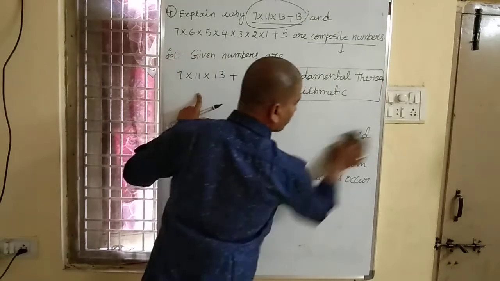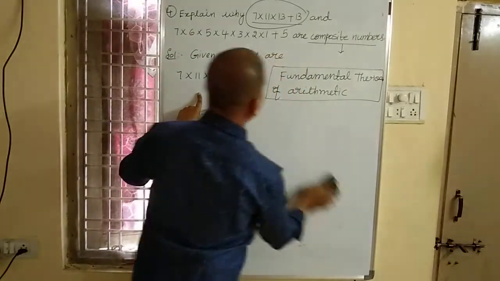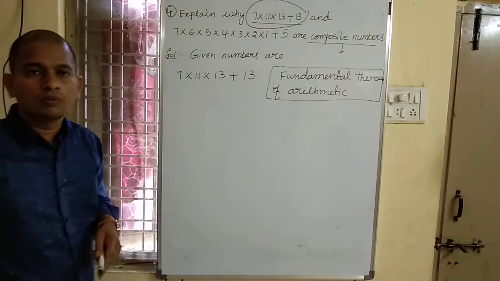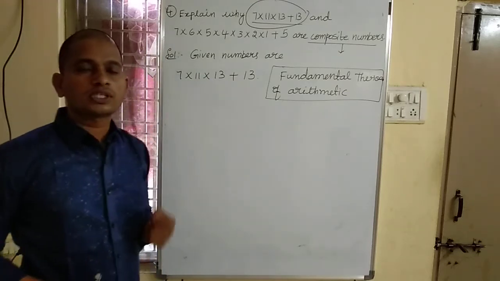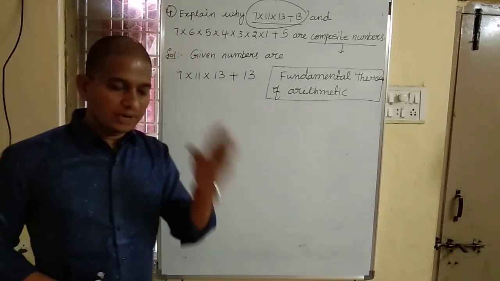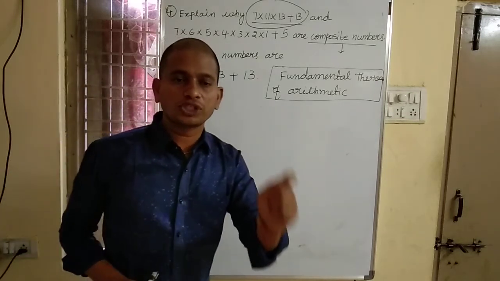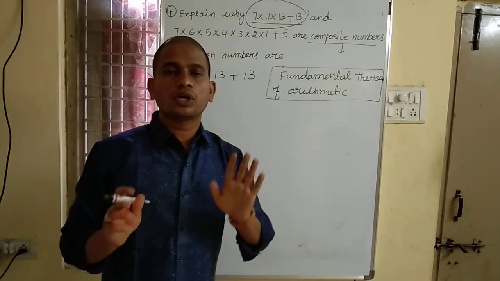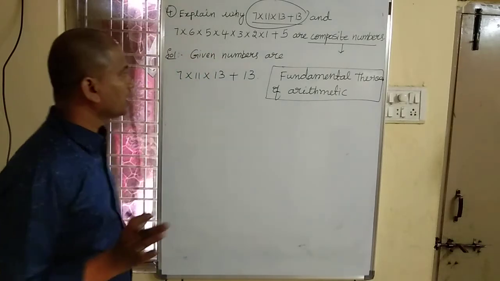According to the fundamental theorem of arithmetic, we will solve this fourth question as well as the fifth question. Both the fourth and fifth questions we will solve according to the fundamental theorem of arithmetic. The fundamental theorem of arithmetic says every composite number can be expressed as a product of primes. That's all.